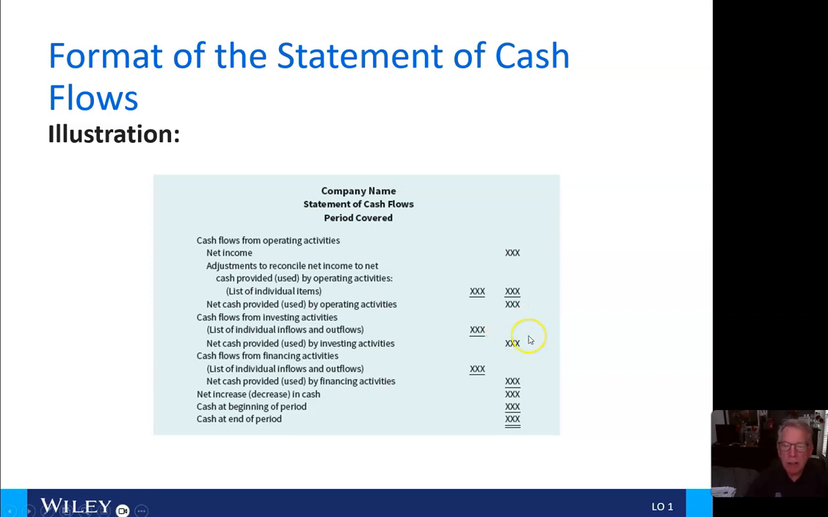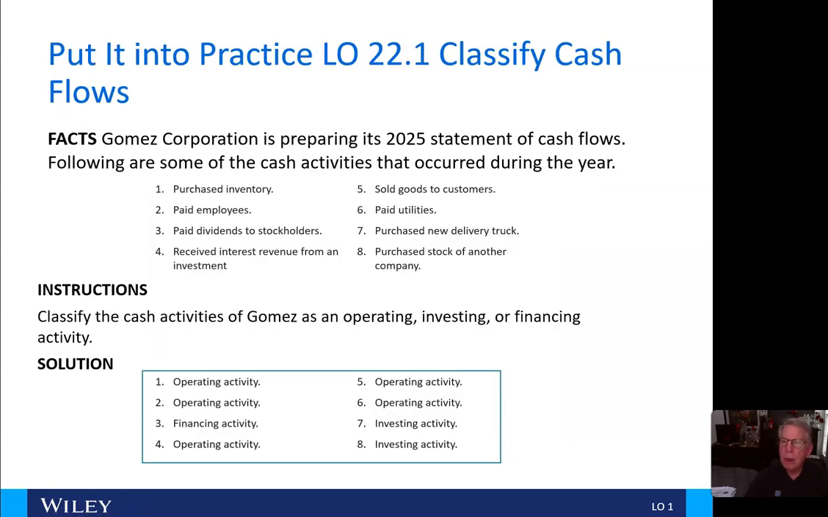Then we would have investing activities, net cash, and we would have financing activities, net cash. We would add these three together to get the net increase or decrease in cash. And so we would add that to the beginning cash, and that would give us cash at the end of the period, which should tie to the balance sheet. All right.